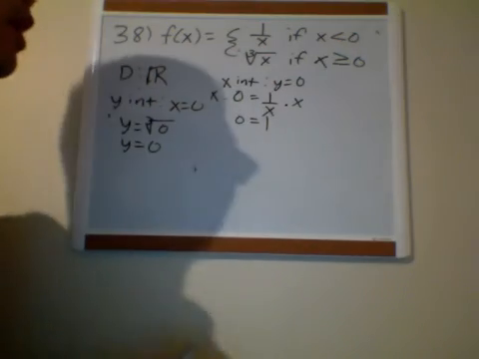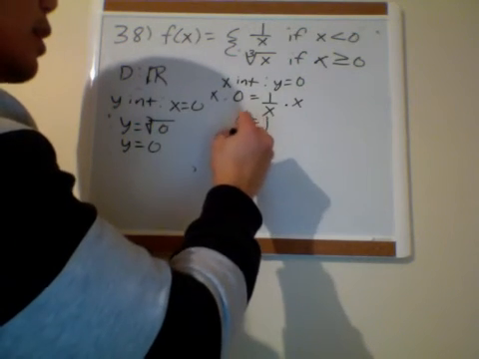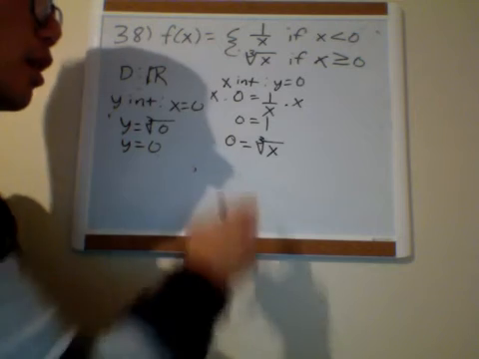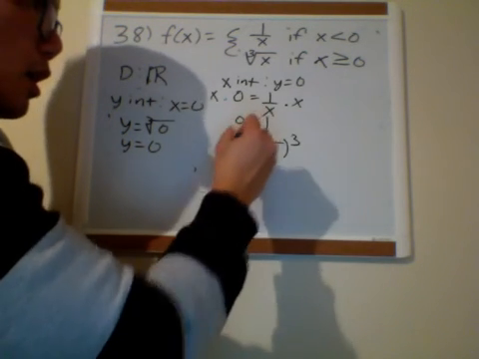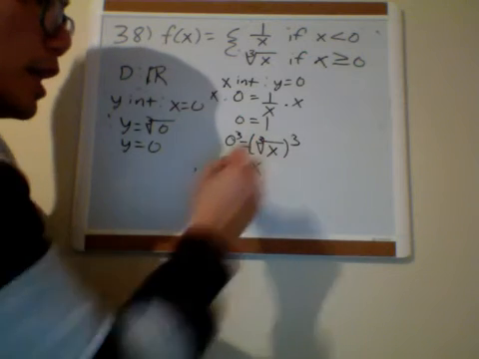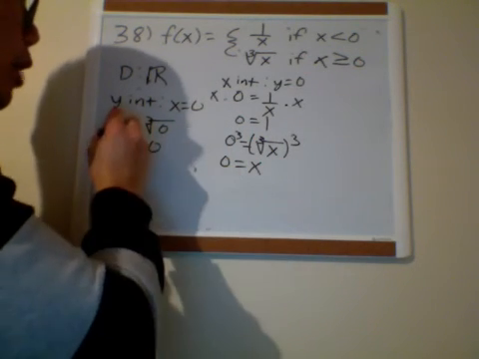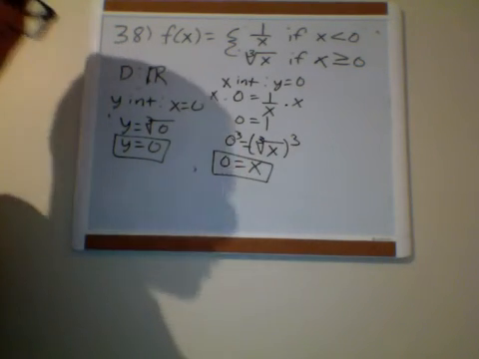Okay? Now, I'm going to plug it into the second part, and I get 0 is equal to the cube root of x. If I cube both sides, I get 0 is equal to x. Okay, so that is my x-intercept. So my y-intercept is y is equal to 0, and my x-intercept is x is equal to 0.